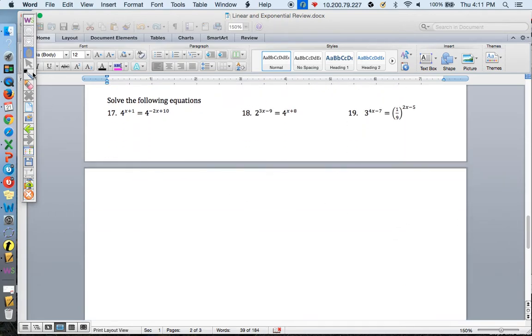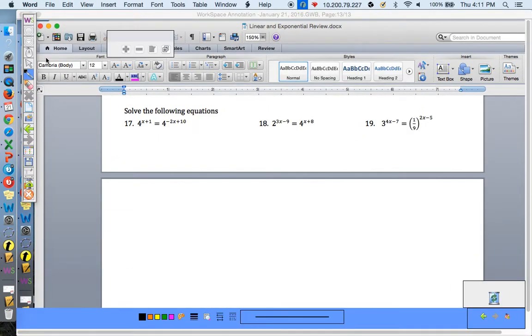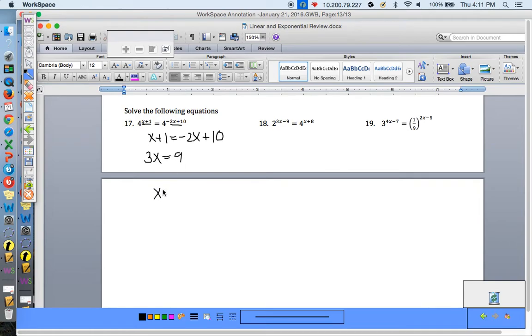And I wouldn't expect you to do that without a calculator there. So these last couple solving ones, when the base is the same, it's really easy. Those exponents must equal each other. x plus 1 equals negative 2x plus 10. So let's see, we got 3x equals 9, so x would be 3.